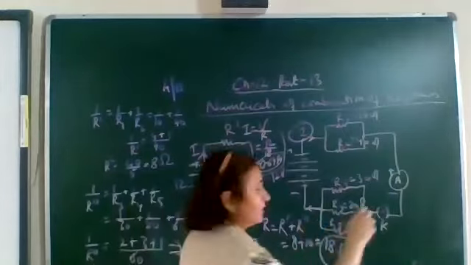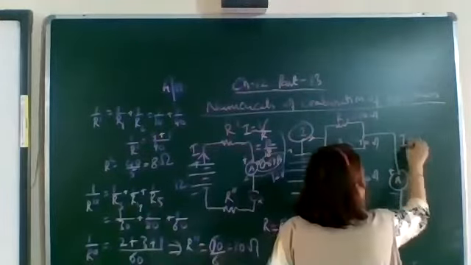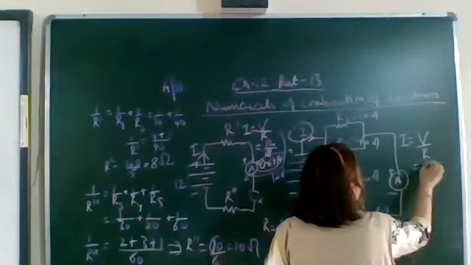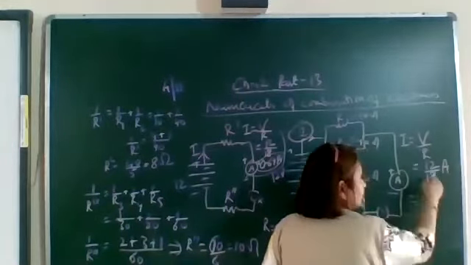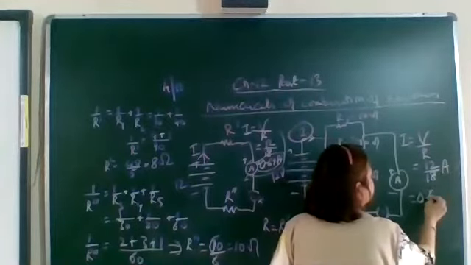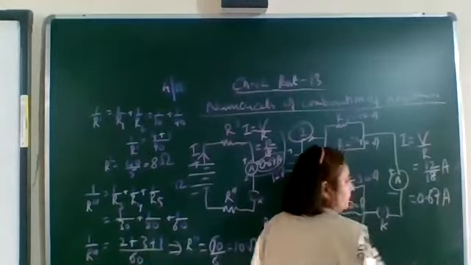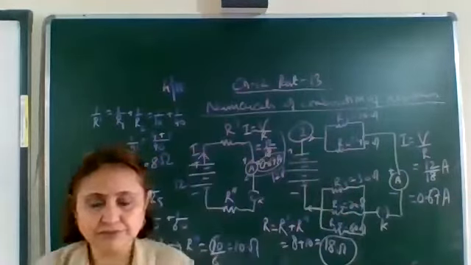I'll write it here so that it will be clear. I is equal to V upon R. V here is 12 and R is 18 ohms. You can calculate in decimals. It will be 0.67 amperes. So this is the answer.